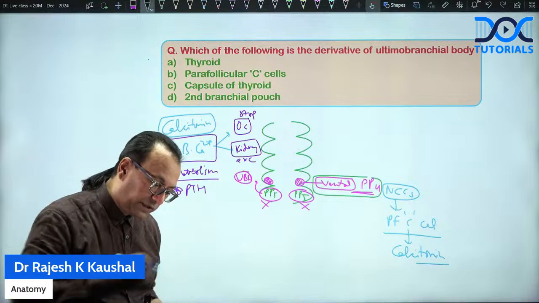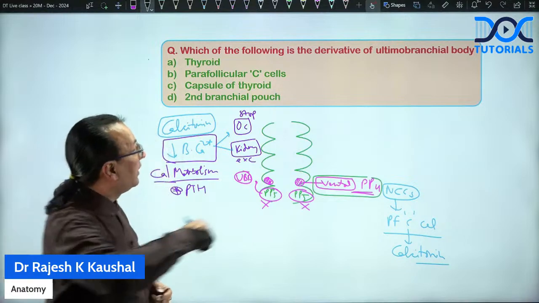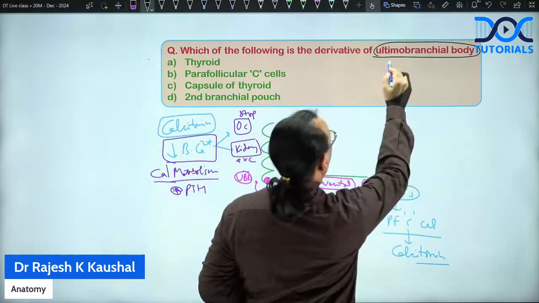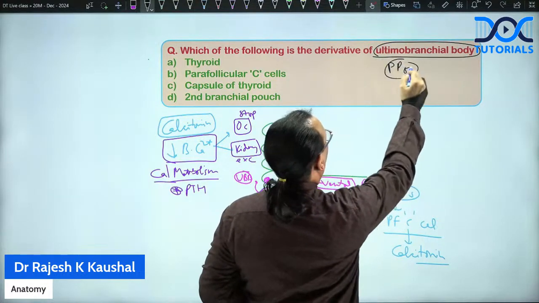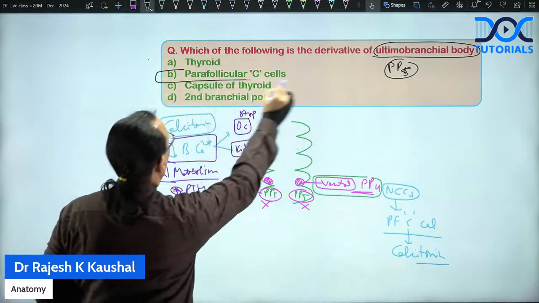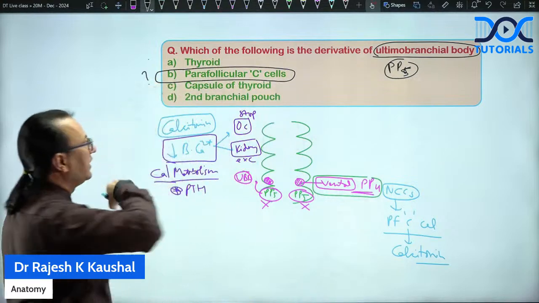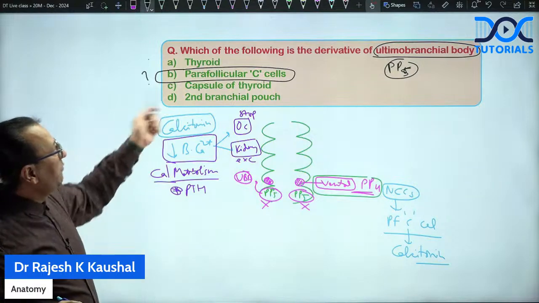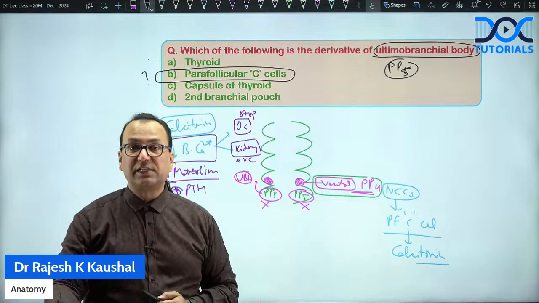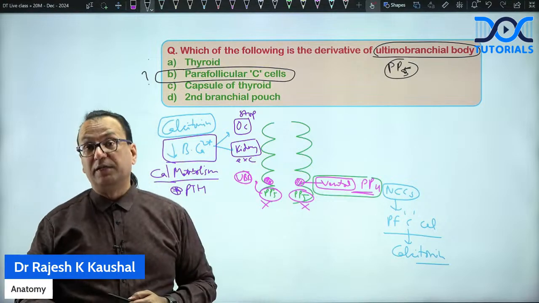Anyhow, so what do you think? Which of the following is the derivative of ultimobranchial body? If you are talking about the ultimobranchial body, which is the remnant of pharyngeal pouch 5, then obviously you know what your answer is. Your answer is parafollicular C cells. A question comes, parafollicular C cells are derived from, and you should say parafollicular C cells are derived from the neural crest cells.